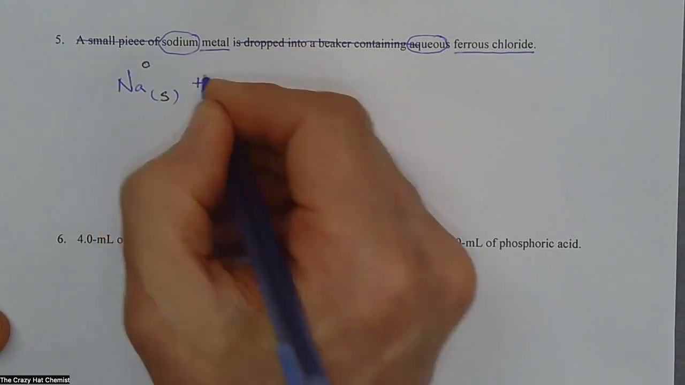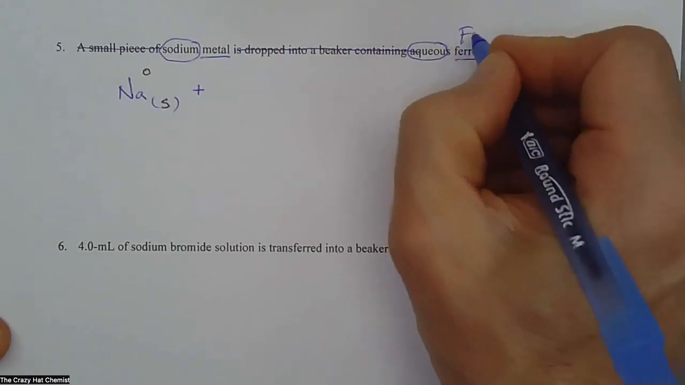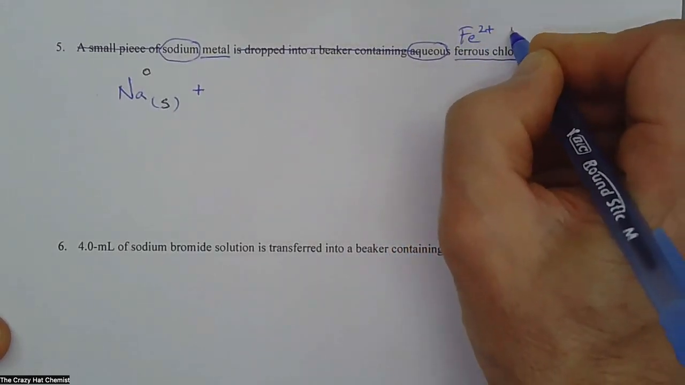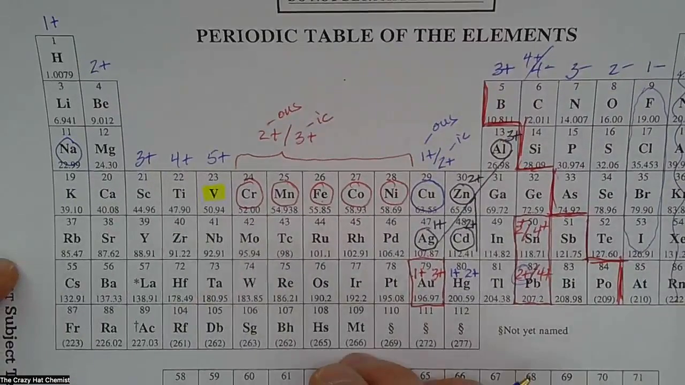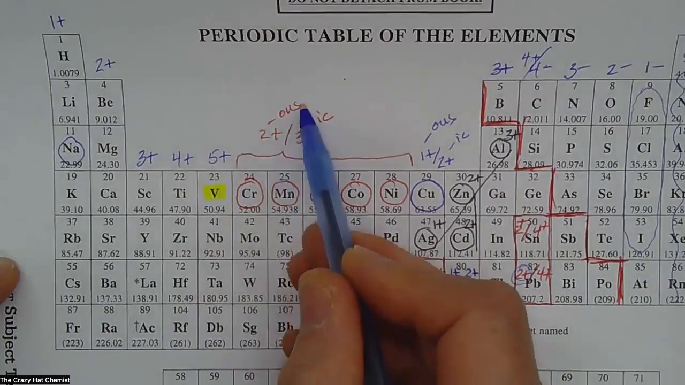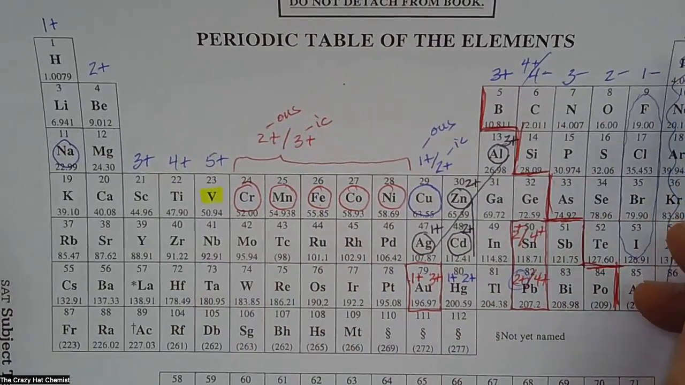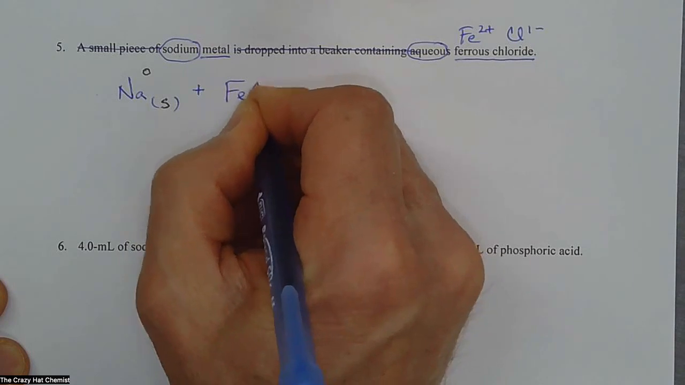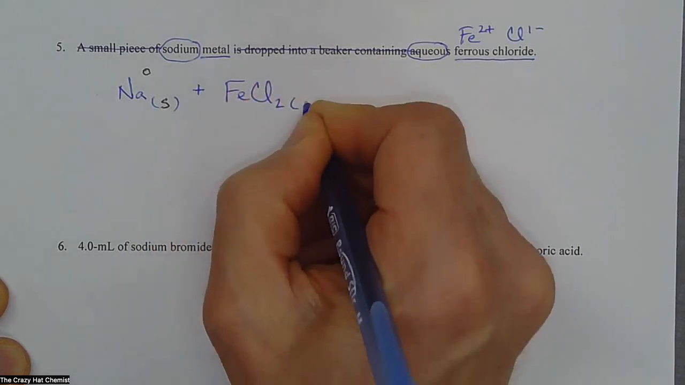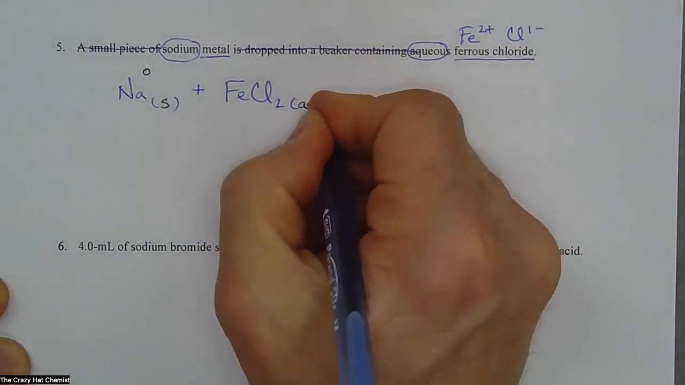Okay, plus aqueous ferrous chloride. So ferrous is Fe2 plus, and chloride is Cl1 minus. And this is coming from periodic trends here, and that is ferrous. I'm going to come back over here, and ferrous is the 2 plus charge. And the chloride is right over here as a 1 minus. So that's why I'm getting this. And so then I'm going to write that down, FeCl2. And it says that it's aqueous, and that would be aqueous right there like that.